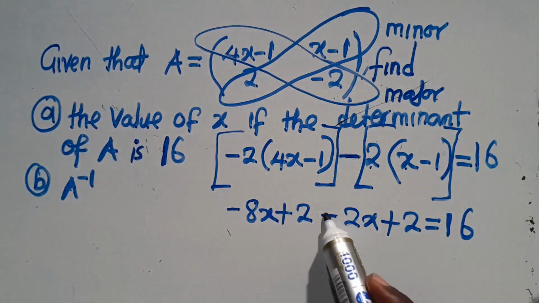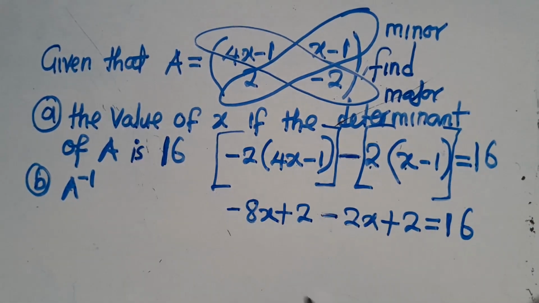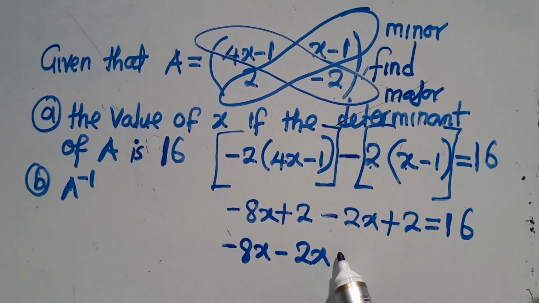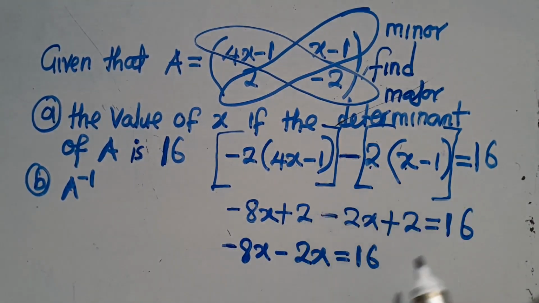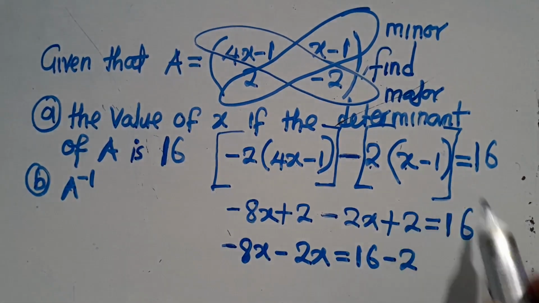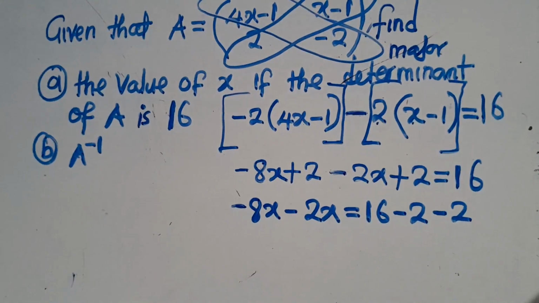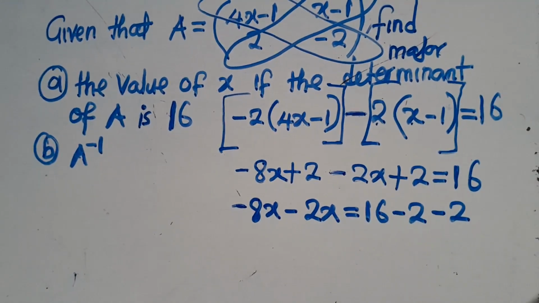So now, I group the like terms together. That is negative 8x minus 2x equal to 16 that side. This is positive. When it goes that side, it becomes minus 2. This is what I will do. From here now, keep in mind that we want to find the value of x. That's the value that we are looking for.